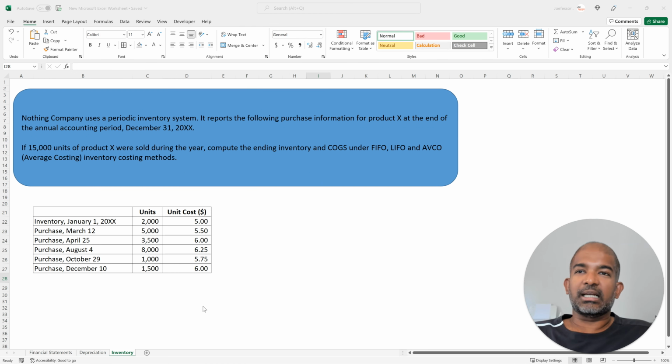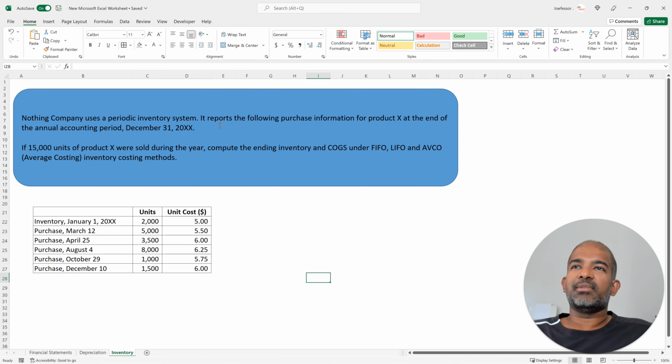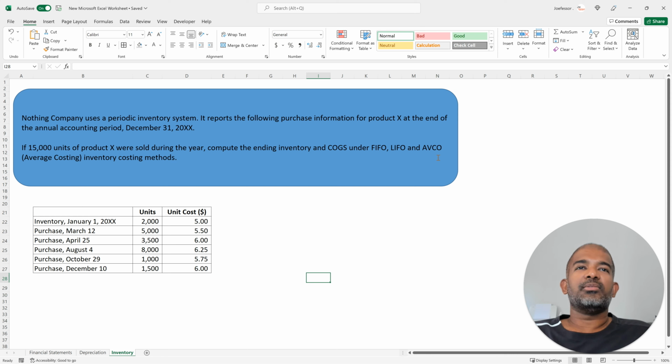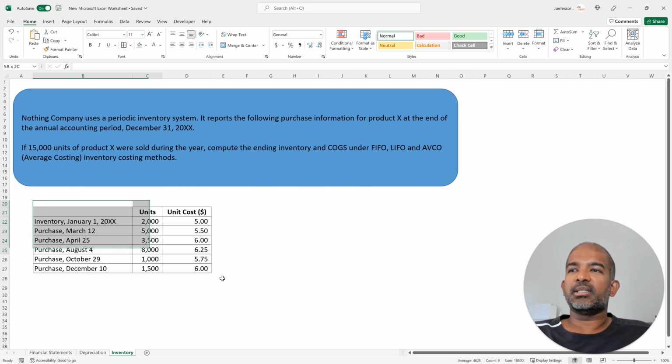Let's try to see how we can use the template on inventory. Nothing Company uses a periodic inventory system. A periodic inventory system is where the inventory management is done at the end of the period. Whether it's FIFO or LIFO or weighted average, the calculations are done at the end of the period and adjustments are made. It reports the following purchase information for product X at the end of the annual accounting period. If 15,000 units were sold during the year, compute the ending inventory and COGS using the FIFO, LIFO, and weighted average costing methods.